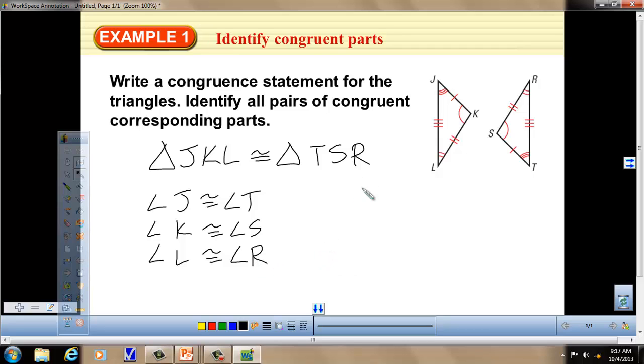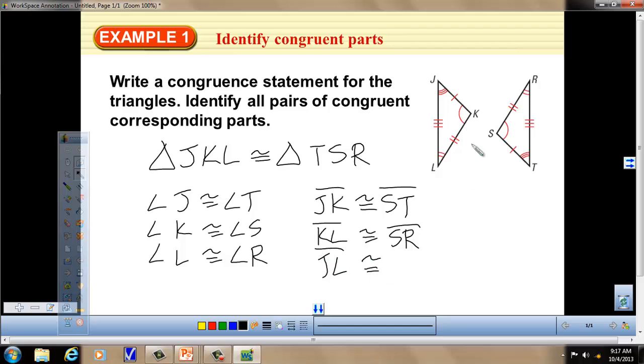And then finally for the sides, again we look at the markings once again. So if I look at JK, it is going to be congruent to the other one with one marking, which is ST. We can look at KL and say that that is congruent to the other one with 2 markings, which is SR. And finally, we can look at JL, and since JL has 3 markings, the other one that has 3 markings is RT.